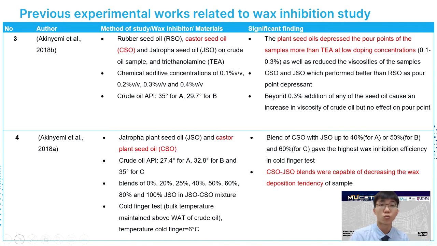The third and fourth ones would be from Akinyemi, who was using castor seed oil and other vegetable oils as the wax inhibitor. The plant seed oils depressed the pour point of the samples more than TEA, which is another commonly used chemical inhibitor, so the vegetable oil shows a better result. The vegetable oils were capable of decreasing the wax deposition tendency of the sample.